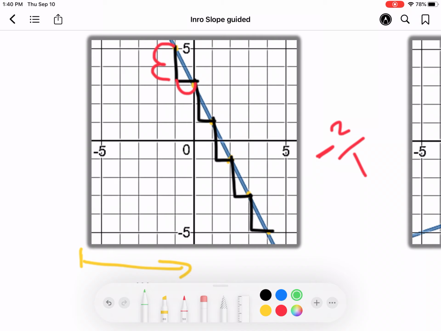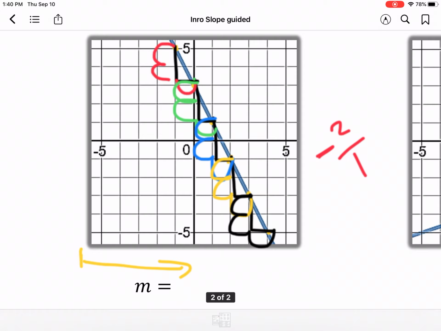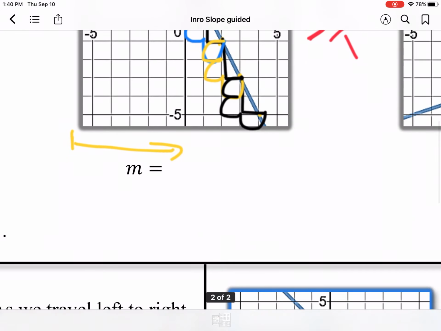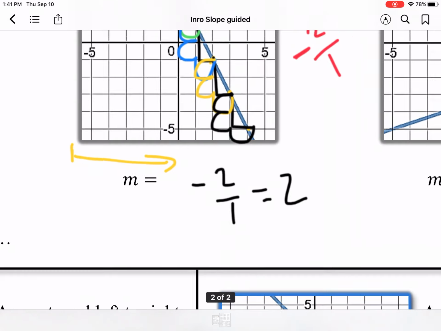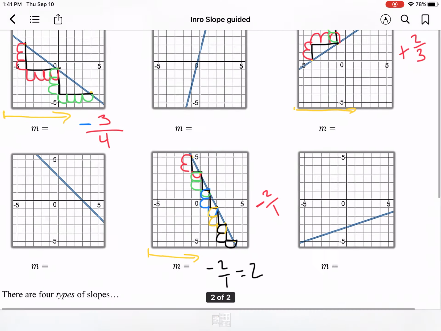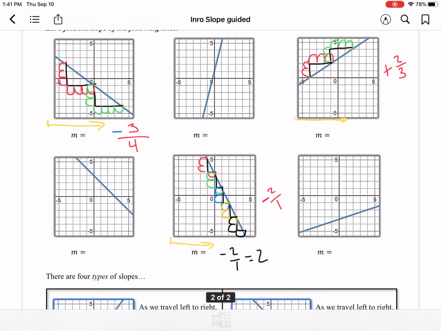Okay, you could check your work. 1, 2, 1. It does the same. So the slope of this would be negative 2/1 or negative 2. Okay? So before you turn these notes in, please practice on these 3 graphs, finding slope from a graph.